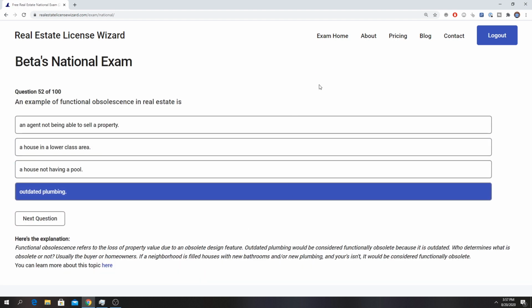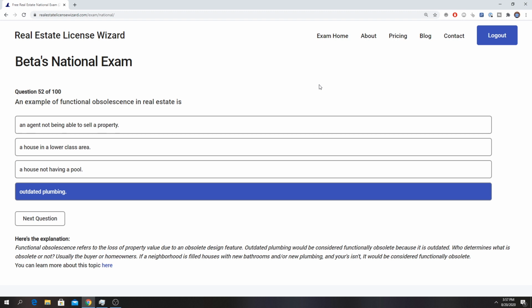Yes, outdated plumbing. So functional obsolescence refers to loss of property due to an obsolete design feature. Outdated plumbing would be considered functionally obsolete because it is outdated. Now, who determines what is obsolete or not? Well, usually the buyer or homeowners. If a neighborhood is filled with houses with new bathrooms or new plumbing, and yours isn't, it would be considered functionally obsolete.